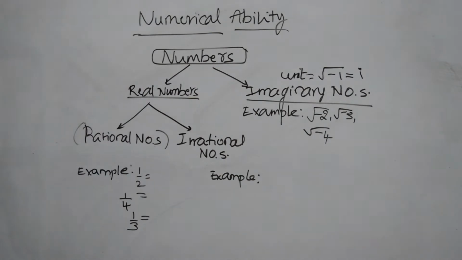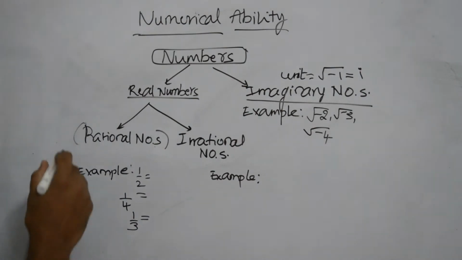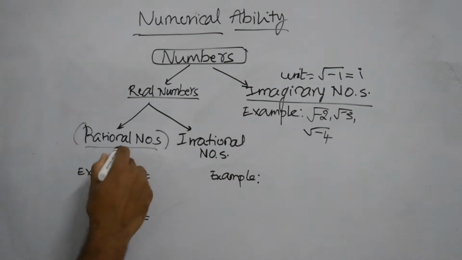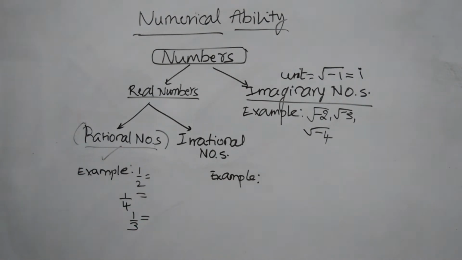And real numbers are those numbers which include whole numbers, natural numbers, integers, rational numbers and irrational numbers. Rational numbers are those numbers which are usually expressed as a ratio of two integers, or which can be converted into fractions. And irrational numbers are those numbers which cannot be expressed as a fraction of two integers, or which cannot be converted into fractions.